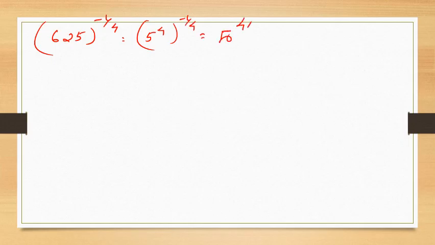Now another question. 625 raised to minus 1 by 4. 625 is actually 5 raised to 4, raised to minus 1 by 4. So 5 raised to 4 into minus 1 by 4 is 5 raised to minus 1. What is 5 raised to minus 1? 1 by 5.